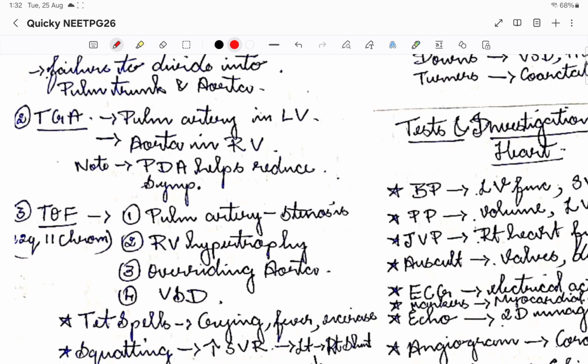So that is what I told you, right? PDA helps in reduction of the symptoms. If the ductus arteriosus is kept open by using prostaglandins, there will be increased pressure in the pulmonary artery, and the oxygenated blood can reach the aorta and at least somehow reduce the symptoms of cyanosis. So if we keep the PDA open in transposition of great arteries, the cyanosis can be reduced at least for a little.